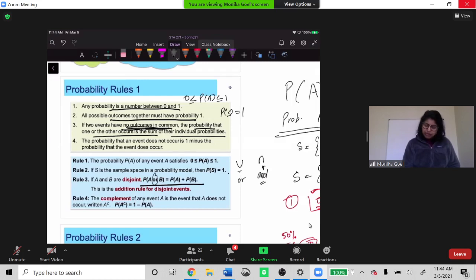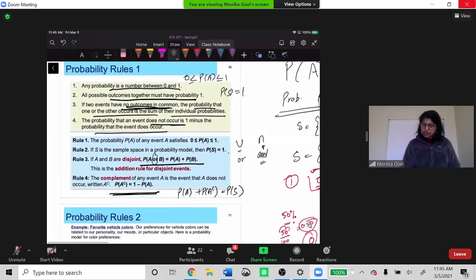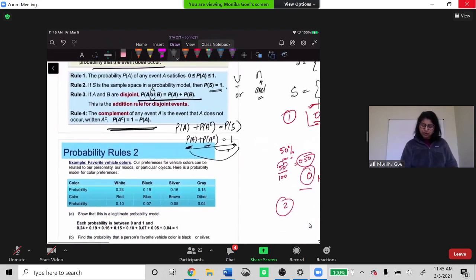And the probability that an event does not occur is 1 minus the probability that it occurs. We discussed that. Where is this formula coming from? Probability of A plus its complement is the entire sample space, and the sample space probability, according to the second rule, is 1. So probability of A plus A complement is 1. If I need to find this, I'll move this around, or if I need to find the complement, I'll move this around. So these are the probability rules that we work with.